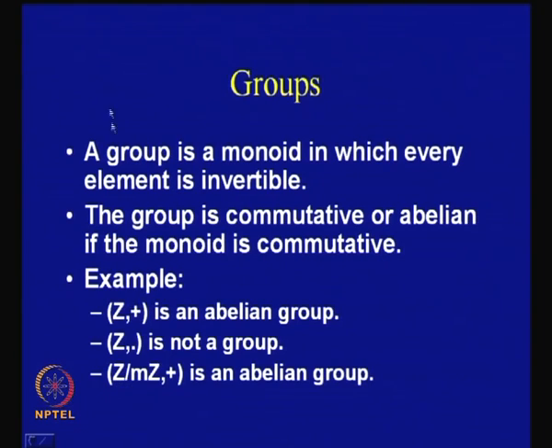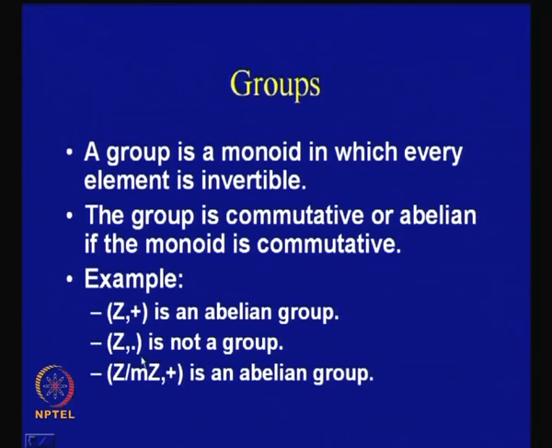So then we define what is called a group. A group is a monoid in which every element is invertible. Okay, and the group is commutative or abelian if the monoid is also commutative. Examples of this would be Z with plus, which is an abelian group, and Z with product, which is not a group. Okay, so this is not an example of a group. And then we have Z/mZ with plus, which is an abelian group.